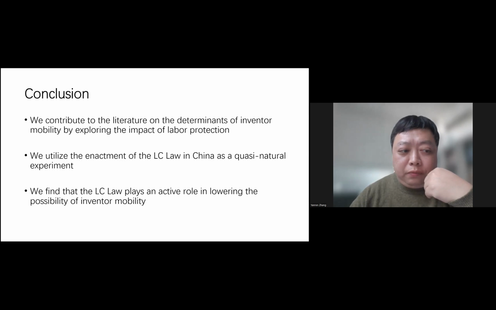Okay. Finally, let me briefly summarize our research. Many studies have looked at how protecting employment affects firms' innovation. Most studies focused on the increased cost of adjusting labor, but don't pay much attention to how it affects the movement of inventors. In this study, we explore whether and how labor protection influenced how much inventors move around, and find that labor contract law plays an active role in reducing inventor mobility.